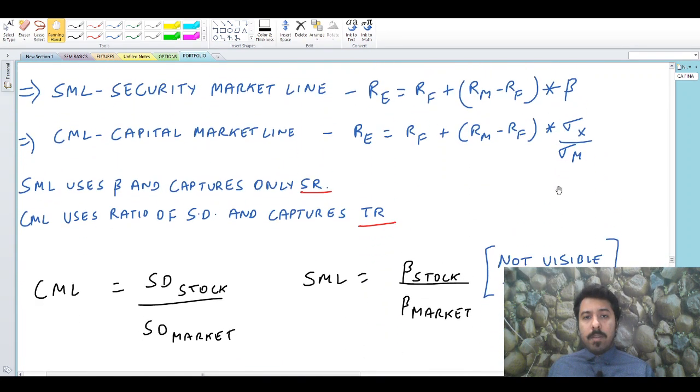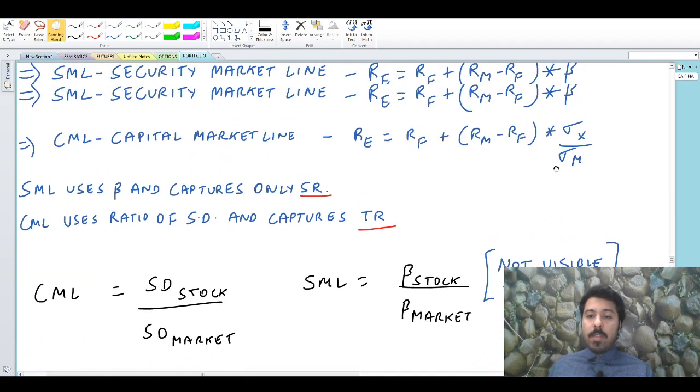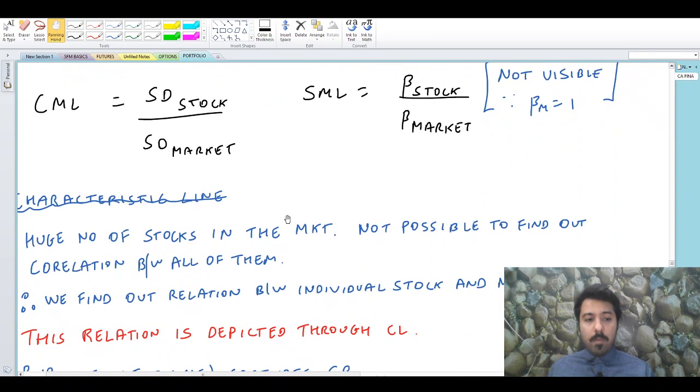Why didn't we write this here? Because beta of market is always 1, so it is done in a hidden manner. Beta of stock is 2, beta of market is 1. It will be 2. So that's why only beta of stock is visible in this formula. Okay, both are same. The method of solving things is same.